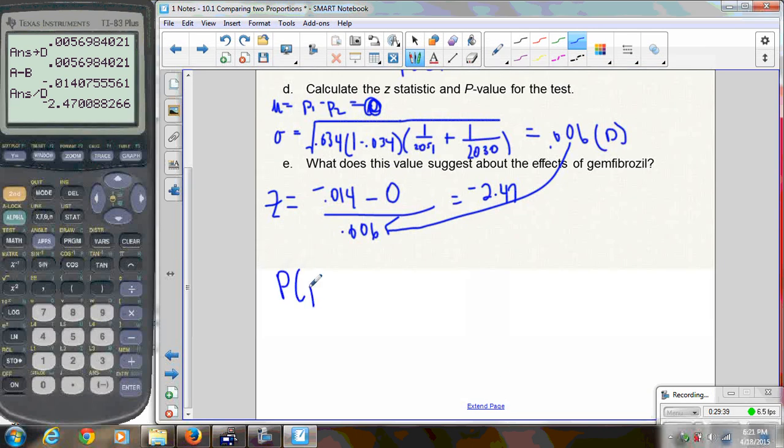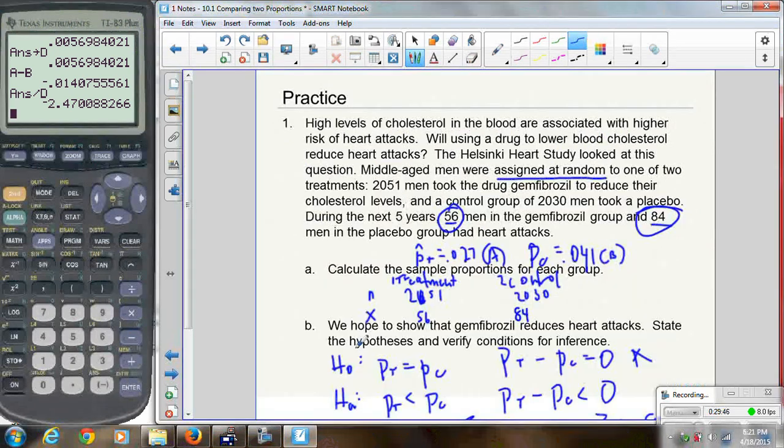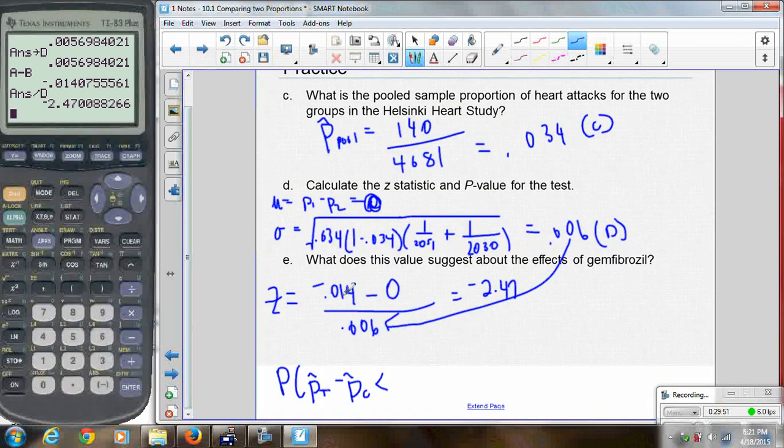Okay, so if I want to use proper notation to show my calculations, what I would say is the probability of p-hat, this is my treatment, minus p-hat of my control. I know it's a less than, if you go back, we said it was going to be a less than test or a lower tail test. I found the difference between my two sample proportions to be negative 0.014. I calculated the z-test statistic, and this is why I recommend doing it as a difference. It's easier to write in the probability statement. So I'm looking at the probability that z is less than negative 2.47, and now the last thing I need to do is just calculate the probability.